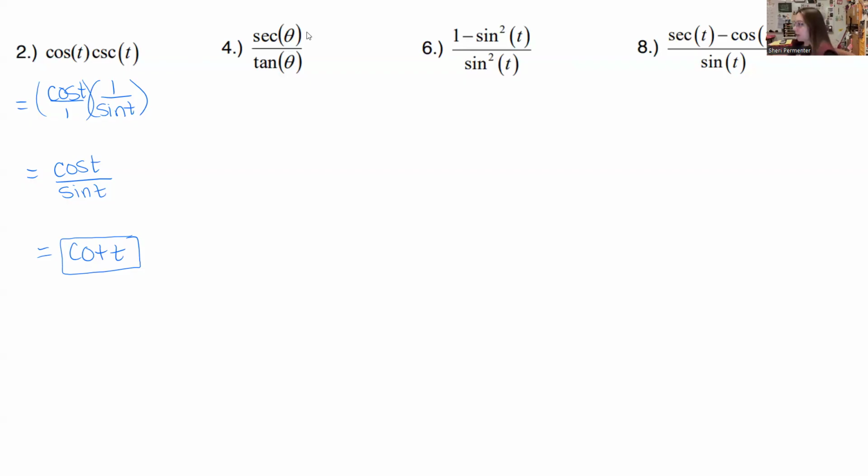The next problem. I'm going to use that same trick. I'm going to rewrite secant and tangent into terms of sine and cosine. So secant is the same thing as what? 1 over cosine. This is going to turn out kind of crazy because it's going to be a fraction over a fraction. So I'm going to have 1 over cosine over, what's tangent? Sine over cosine.